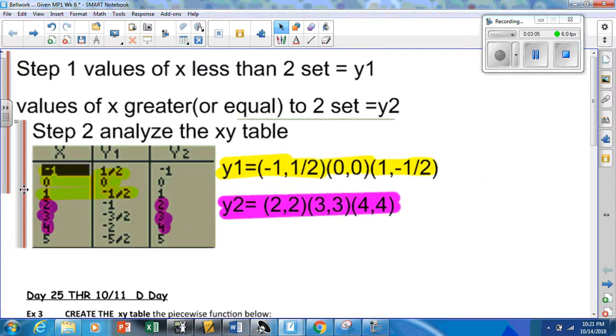Consider step 2. Let's analyze the XY table. What we see is when x is less than 2, the values of -1, 0, and 1 all make this solution true. They're all less than 2. When that's the case, everything that's highlighted in yellow is a true statement. However, when x is greater than or equal to 2, everything that's highlighted here in purple is a solution to that set. So 2, 2, 3, 3, 4, 3, etc.